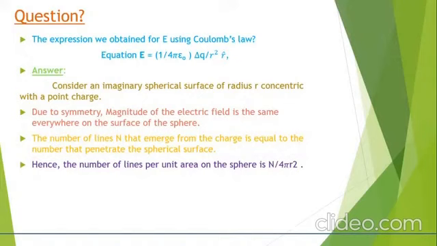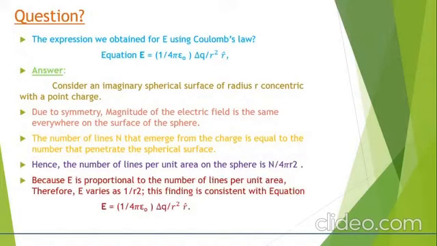Because E is proportional to the number of lines per unit area, we see that E varies as 1 over r square. This finding is consistent with the equation E equals 1 over 4 pi epsilon naught del q by r square, r unit vector.